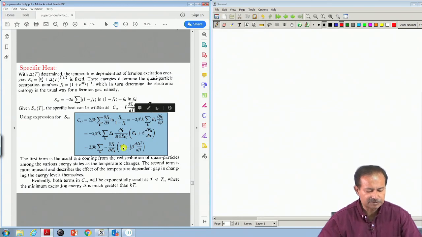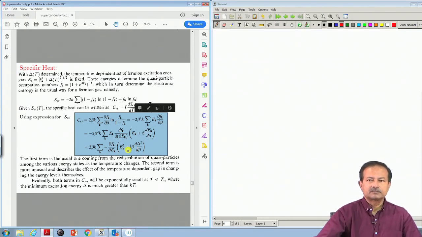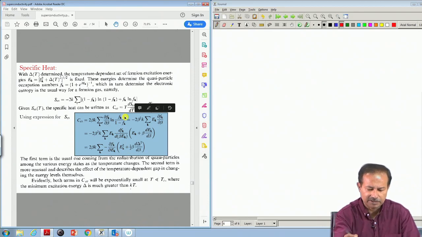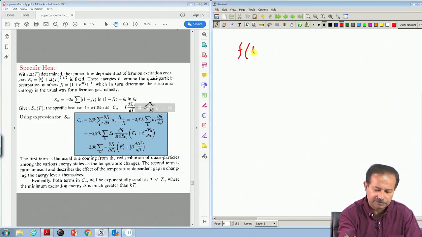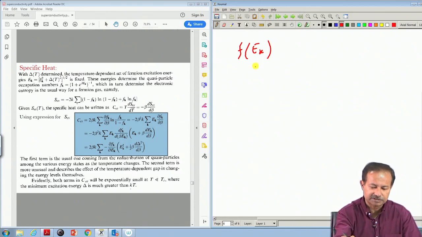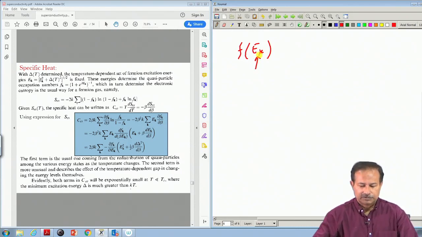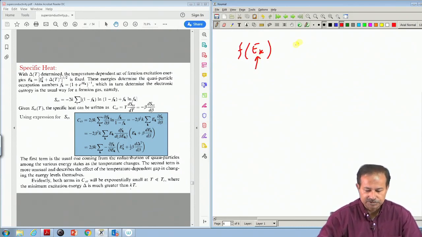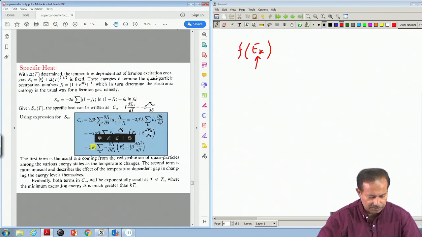The first piece, this E k squared term, into minus del f del E k gives you the... remember that f of k, f has E of k. So, that is what you are using here, because that is the excitation spectrum for the superconductor, for BCS superconductor. So, you take this derivative, you will get up to here. It is straightforward to get here.